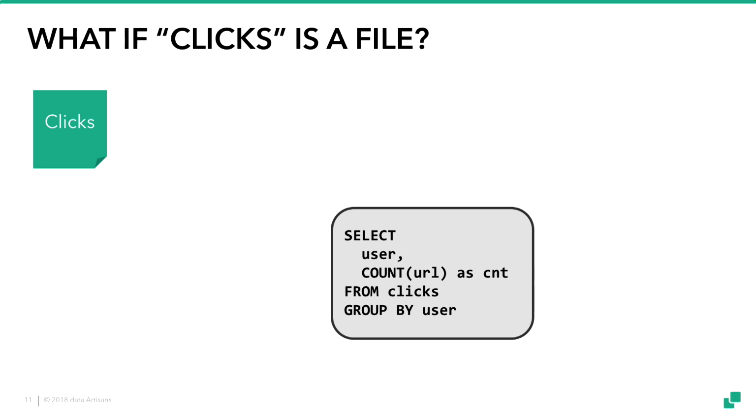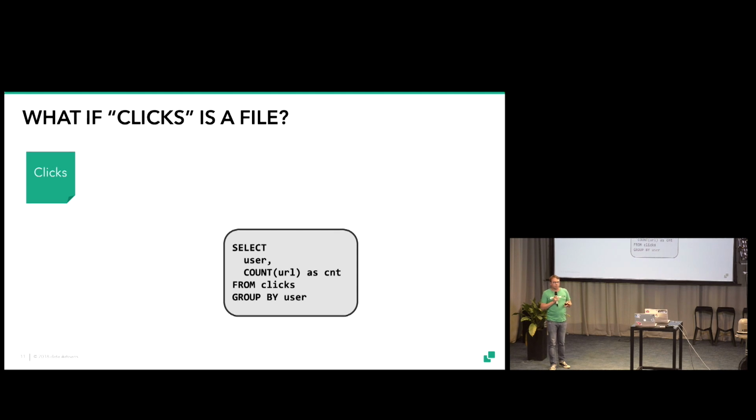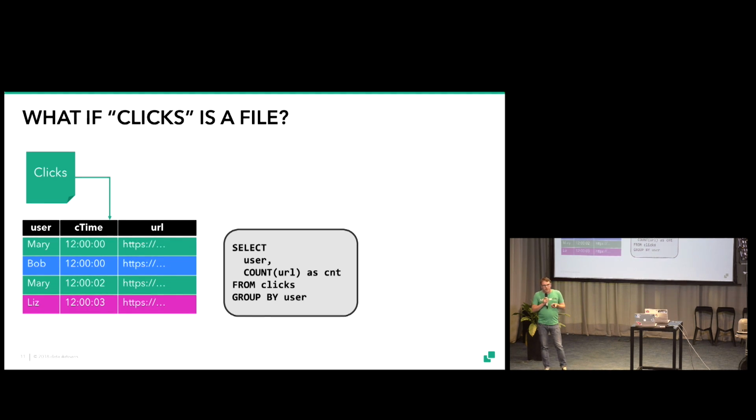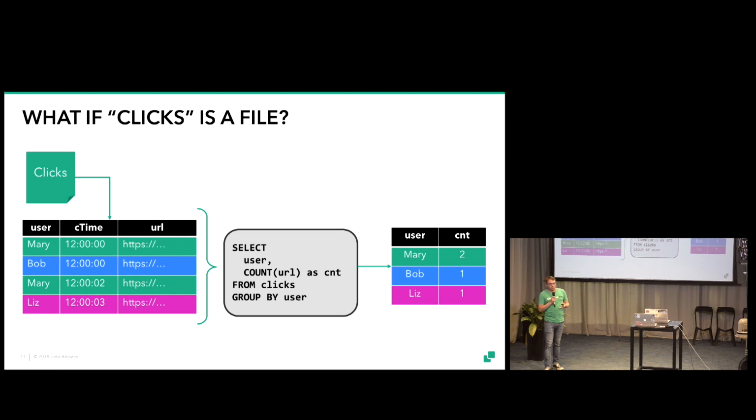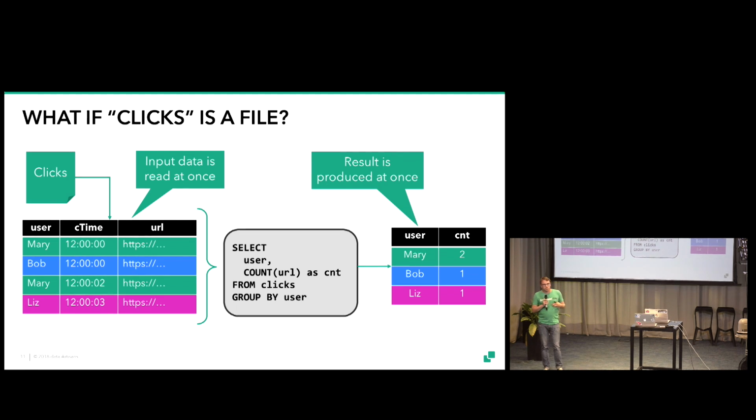So what if we have now bounded input for our query? We're using this very simple query here. We have some file which has click data, and if we want to process that one, we just read the data, we give it into the query, and we get a result. The important thing here is that we basically read the input at once, and we also produce the data at once. So this is fairly standard, basically what pretty much all these SQL and Hadoop systems are doing.